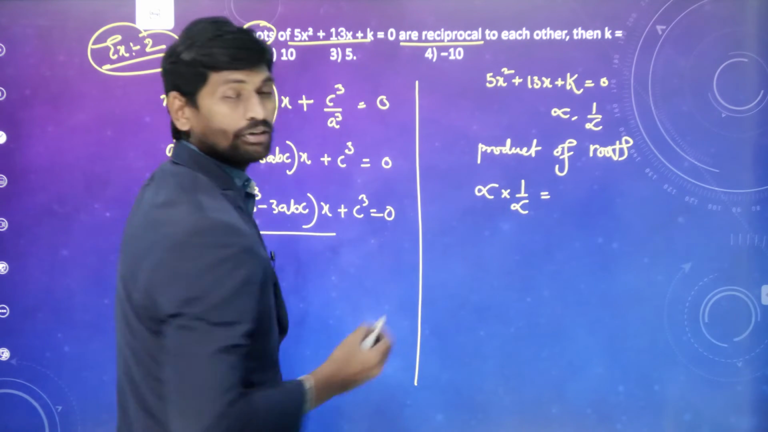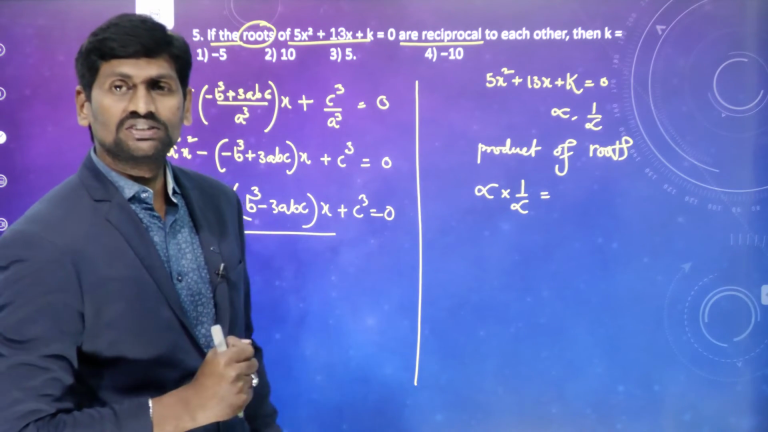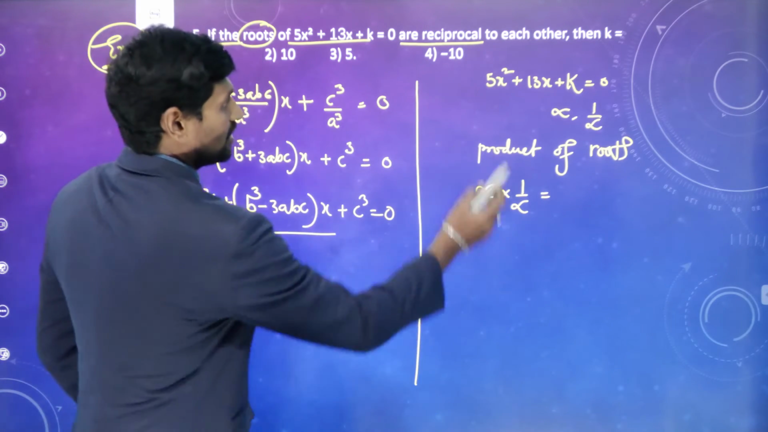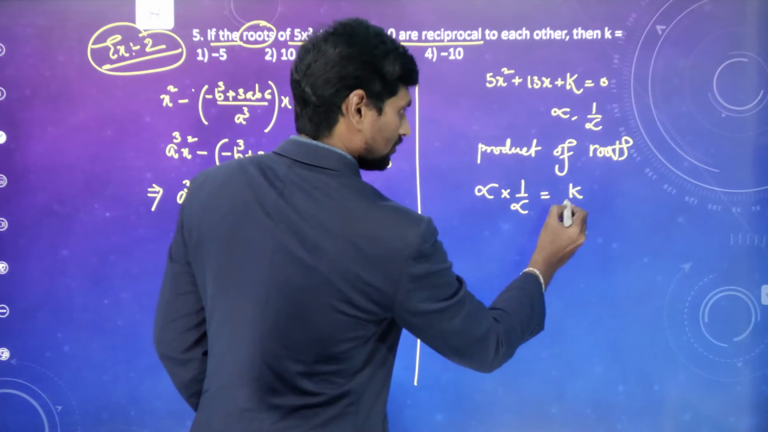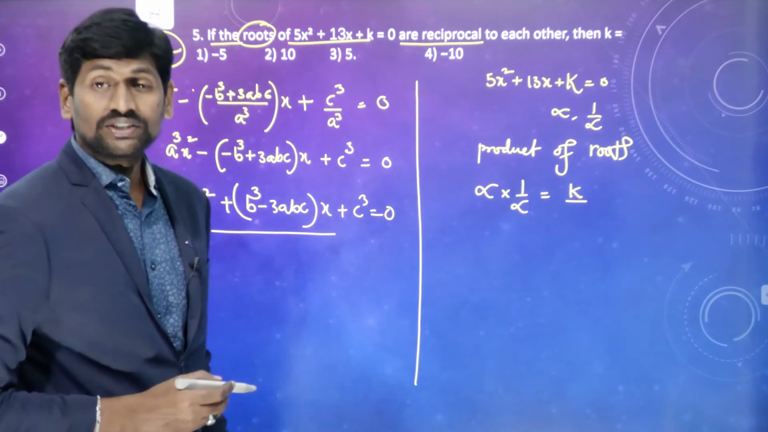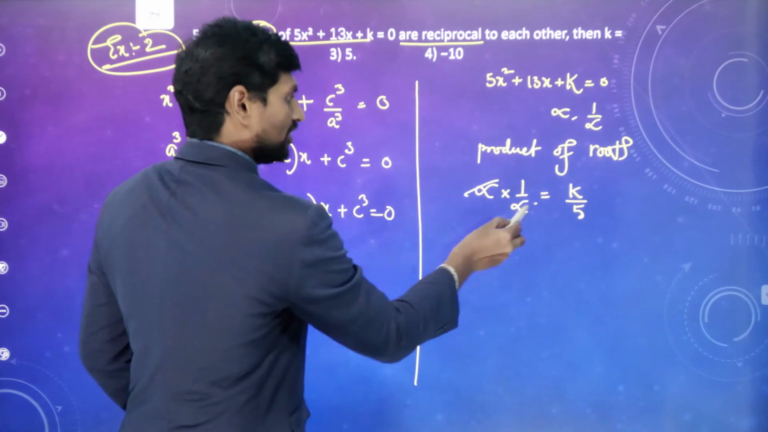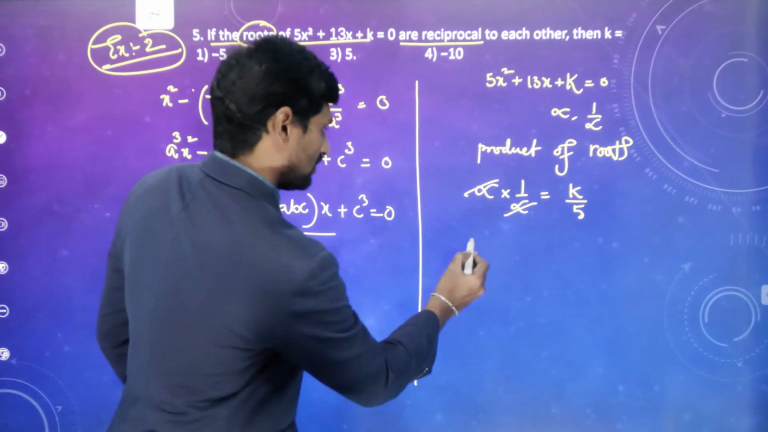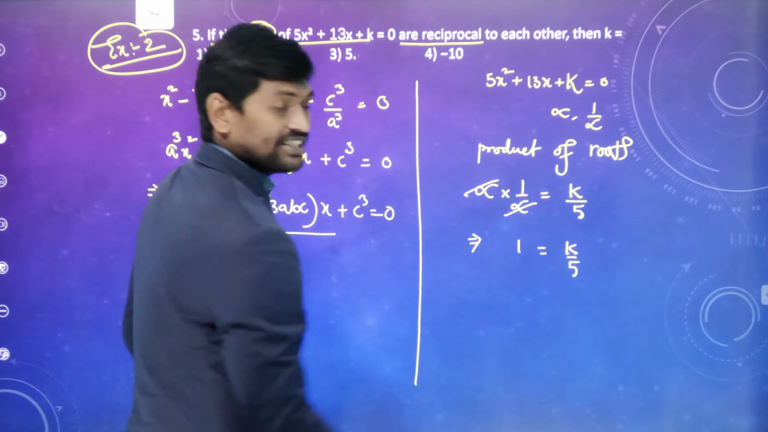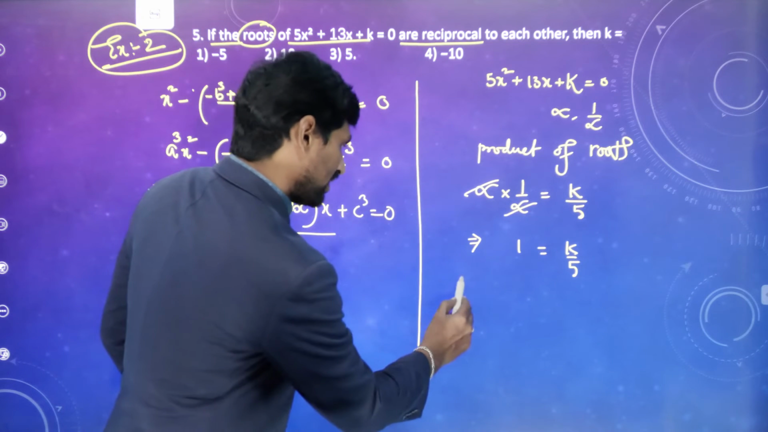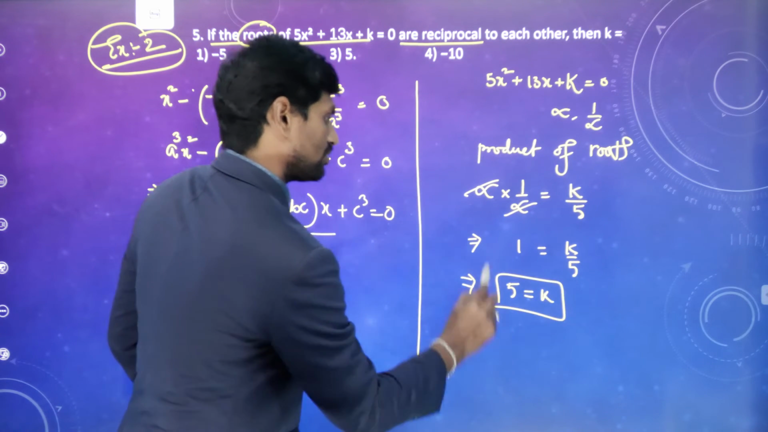What is the product of roots formula? Constant term by x square coefficient. Very good. So in the given equation, what is the constant term? k. Constant term by x square coefficient. x square coefficient is 5. Numerator alpha, denominator alpha is cancelled. That implies 1 equals k by 5. 5 is dividing this side. When you transpose, it multiplies. 1 into 5 is 5. So our required answer k is equal to 5.